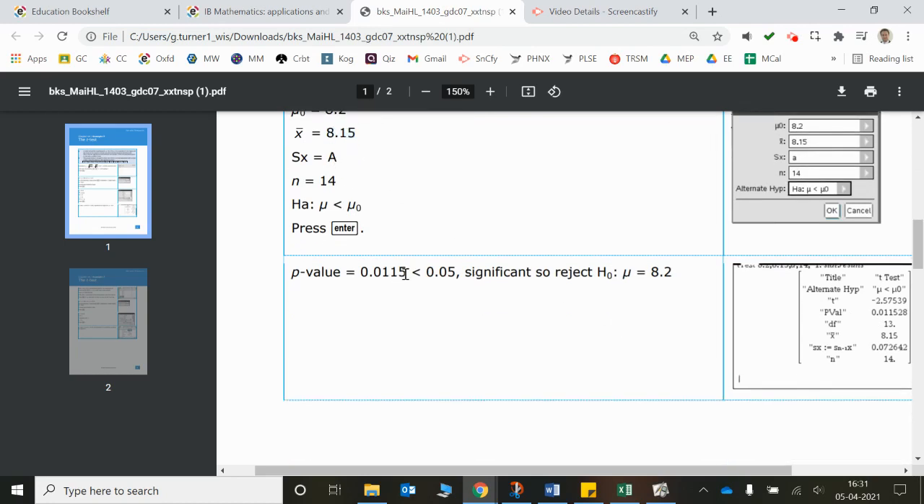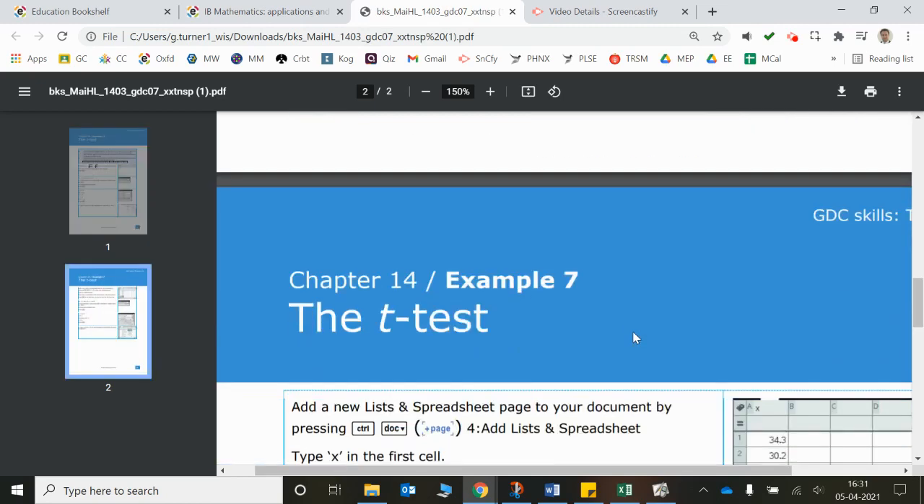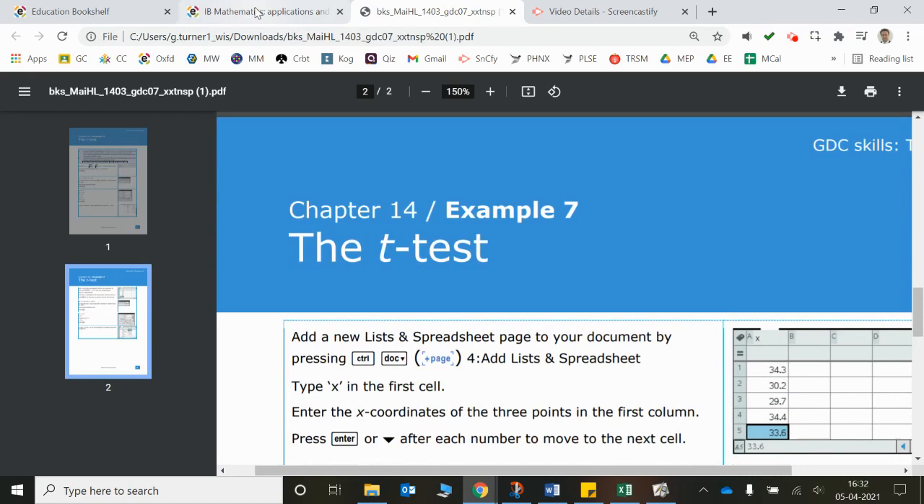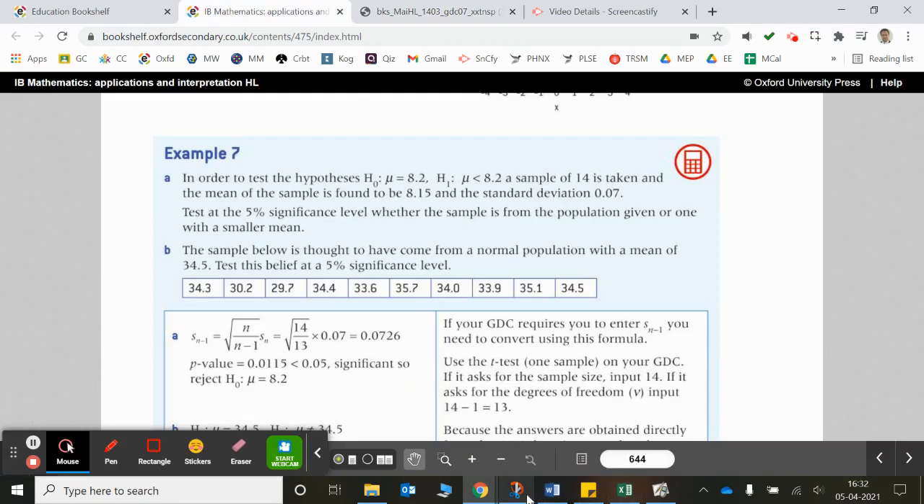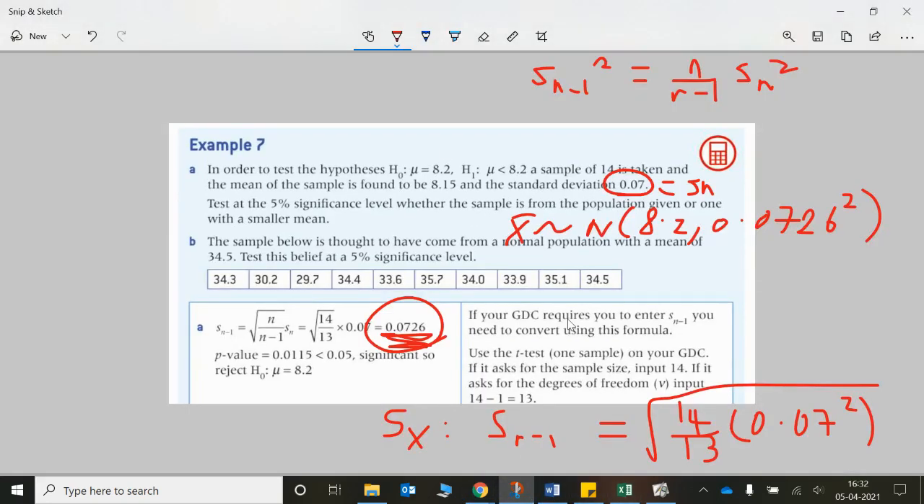Okay, but in fact, I'm getting the same answer for P here to 3 significant figures. And there we go. We can see that this is less than 5%. Therefore, reject H0 and accept that mu is less than 8.2. So accept the alternative hypothesis, reject H0. Okay, so we also want to do the spreadsheets version of this as well. So the spreadsheets version is perhaps even simpler.